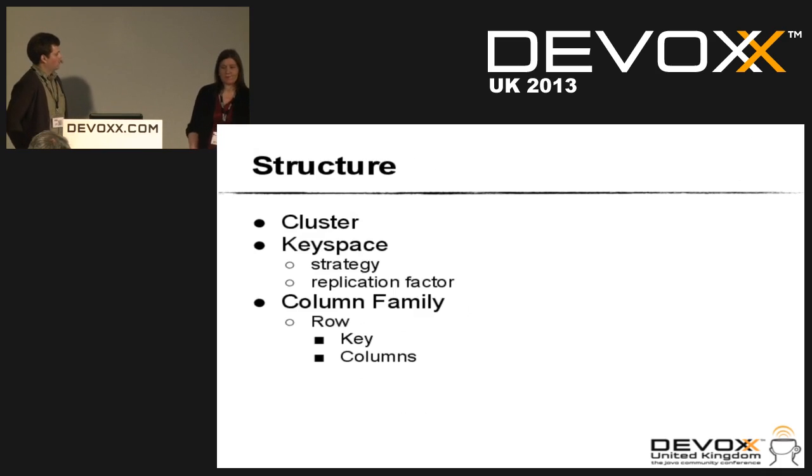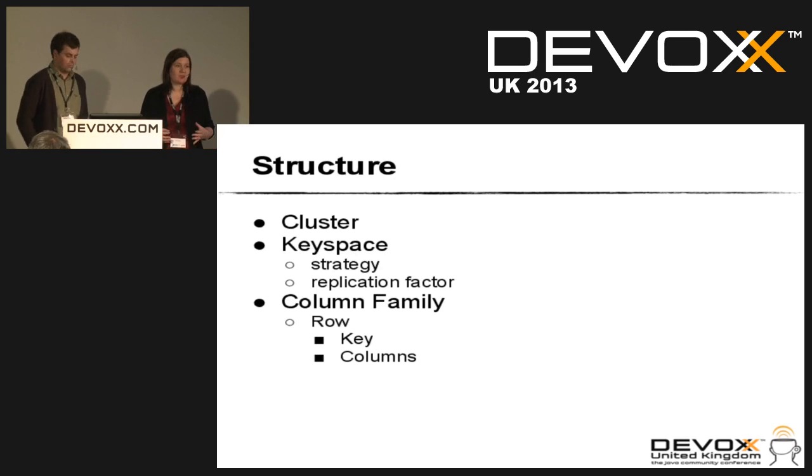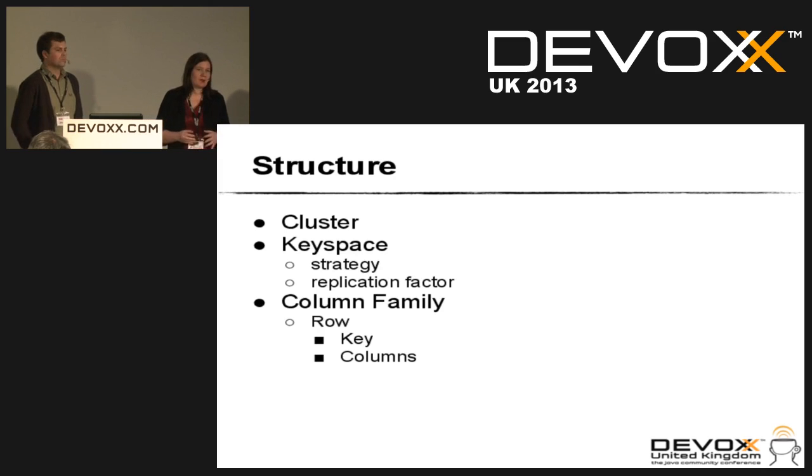So let's look at the actual structure of a data store. You start off with your cluster, which is the actual physical machines or the nodes in a logical Cassandra instance. And a cluster can contain multiple key spaces. A key space would be analogous to a database in a relational database. And it's on the key space that you set your strategy and the replication factor that Tom was just talking about.